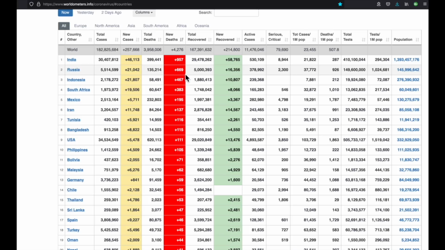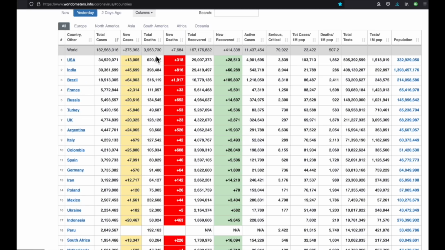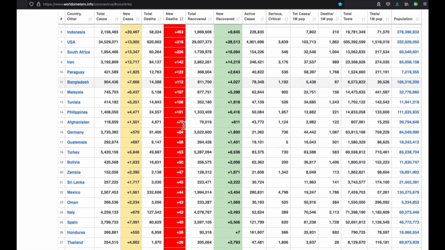That's now. If I come up to the top and I click on yesterday and then resort, Brazil had close to 2,000 people die yesterday. India, a little over 800. Russia was 652. And then all the way down here, the United States with 318. And if we keep scrolling, Japan had 35, Canada had 35, this is yesterday. The UK had 23.